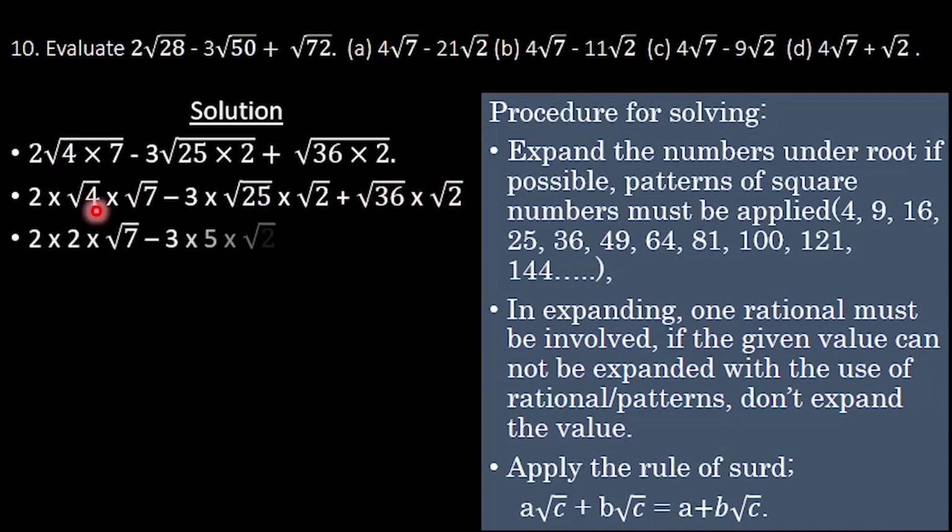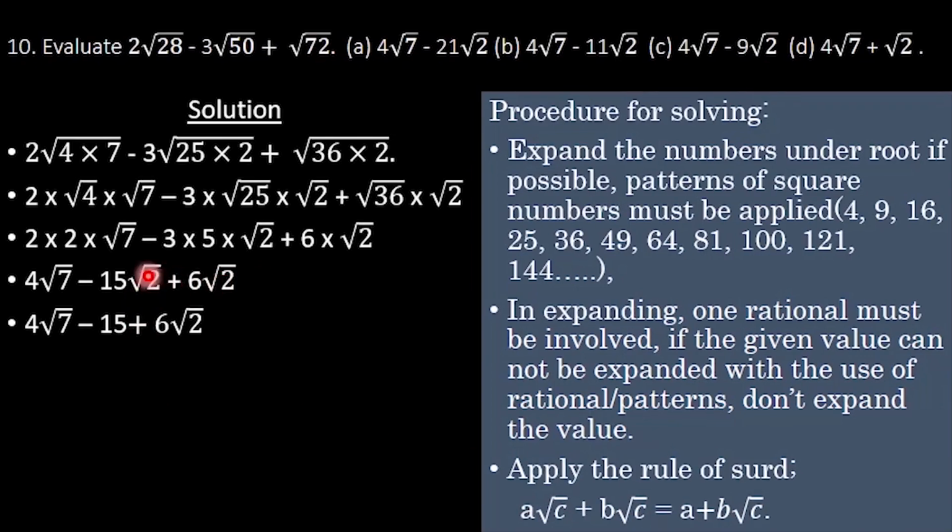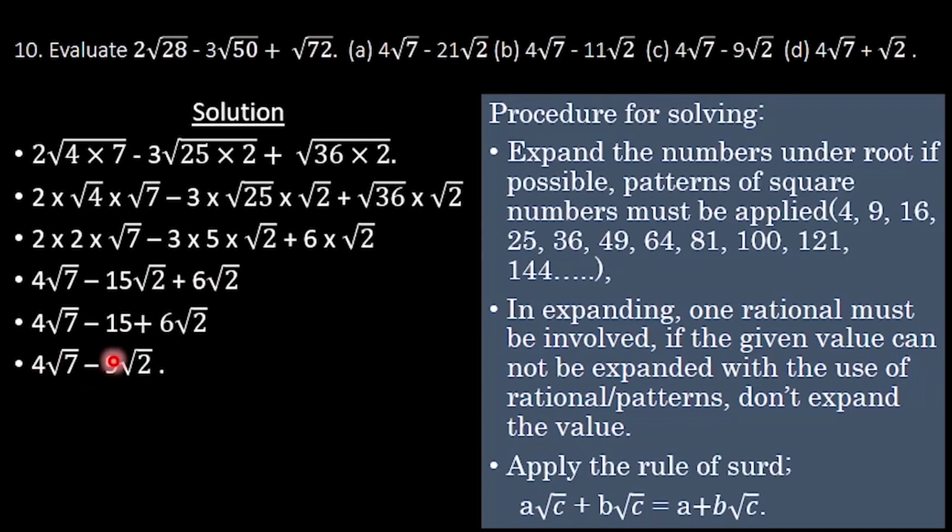We now have 2 times root 4, 2 times root 7 minus 3 times 5 times root 2 plus root 36 gives us 6 times root 2. We now have 2 times 2, we have 4 root 7 minus 3 times 5 times root 2, we have 15 root 2 plus 6 times root 2, we have 6 root 2. After that, we now apply this rule of surds, where a root c plus b root c is equals to a plus b root c. Here now we have root 2 in common, therefore we are going to say 4 root 7 minus 15 plus 6 root 2. Therefore 4 root 7 minus 9 root 2.